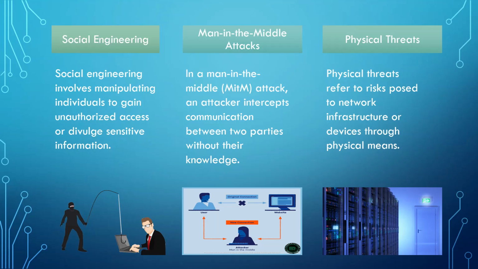The last thing is physical threats. Physical threats refer to risks posed to network infrastructure or devices through physical means. These threats include theft, vandalism, unauthorized access to network equipment or sensitive areas, tampering with cables or connections, or damage caused by natural disasters.